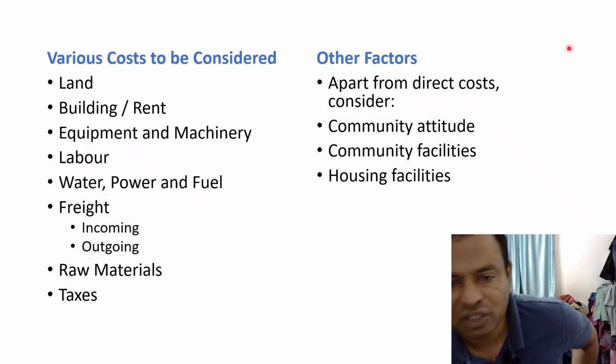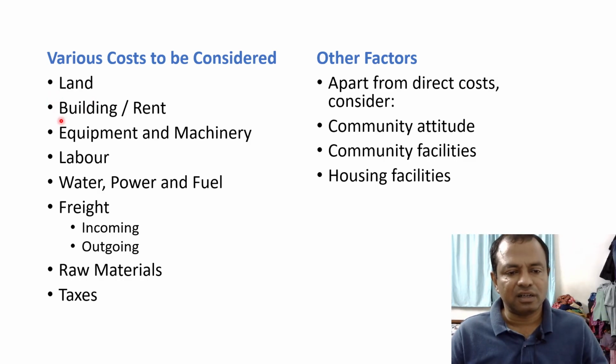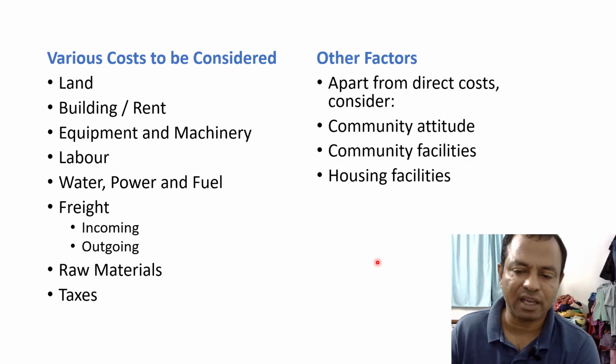The various costs to be considered are the cost of the land, building cost. If the land is for lease or rent, then the cost of that. If the building is for rent, the cost of the building. Then cost of equipment and machinery, labor cost, water, power and fuel cost, and freight, incoming and outgoing costs, raw material costs, taxes. These are some of the important factors to be considered. The cost of all these things should be considered while choosing a plant location.